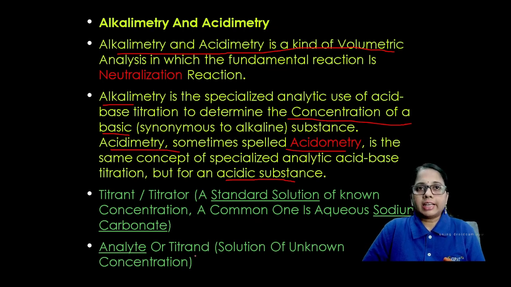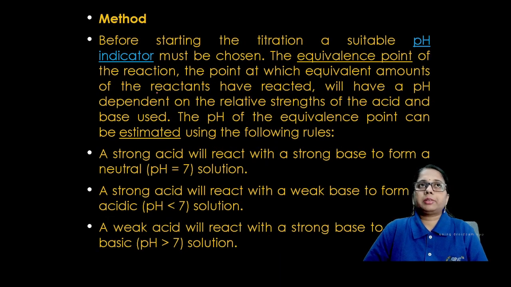And the titrand, that means the analyte solution, is a solution of unknown concentration. These two types of solutions will be there in acidimetry as well as alkalimetry. Whenever we analyze either an acidic substance or a basic substance, the method has to be optimized, right? So we should know the basic properties of the compound and the different types of titrants and titrating solutions you need, and you should have all this information in hand. Before starting the titration, a suitable pH indicator must be chosen, because all these are visual methods. pH indicators need to be selected.